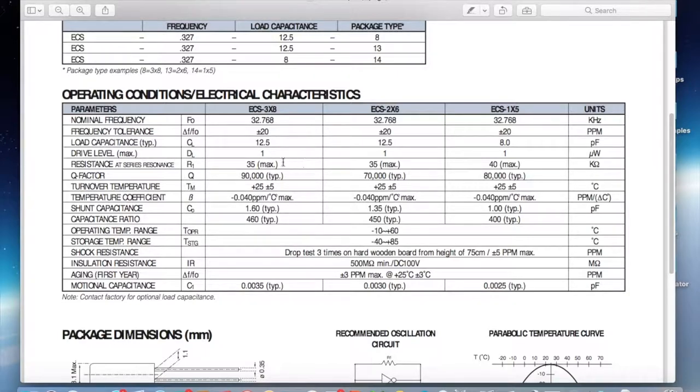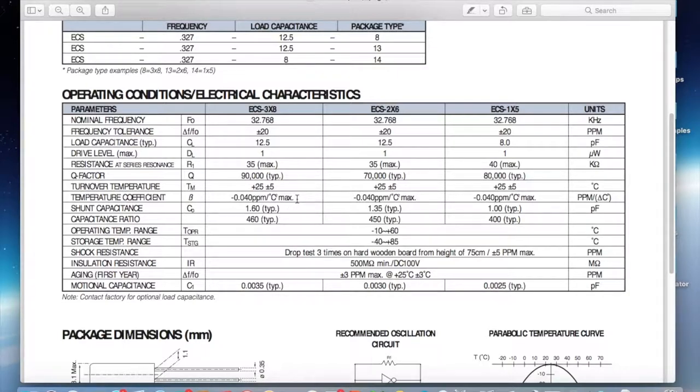Resistance at series resonance, 35 k-ohms. So what this means is if you're using this in a circuit as a series resonant element, the X sub C will cancel the X sub L, and you'll be left with a resistance. And this resistance is 35 k-ohms in this case. Now the Q of the crystal is 90,000. That's very high, which means that this has a very narrow response. The passband is very, very narrow.